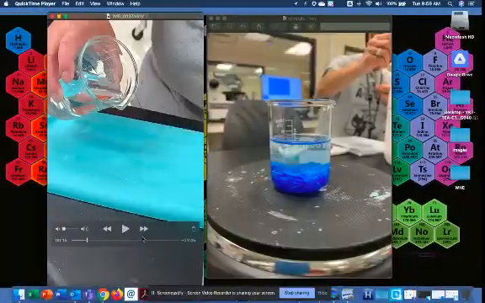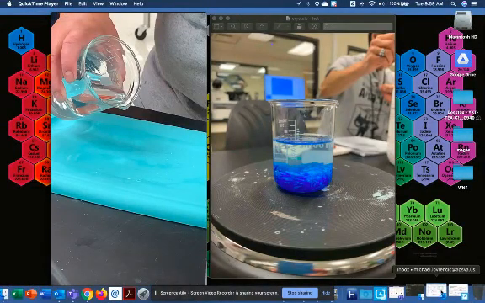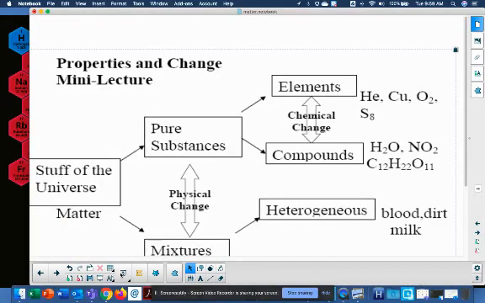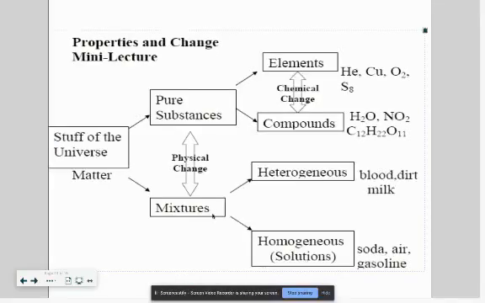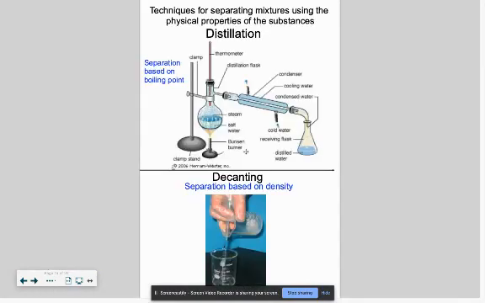Okay? Some mixtures are all liquids, right? And some mixtures are all solids. And so, distillation is one way of separating a mixture based on, again, its physical properties. In this case, it's making use of a boiling point. And so distillation is particularly useful if you have a solution that has all liquid components to it. And they have different boiling points.